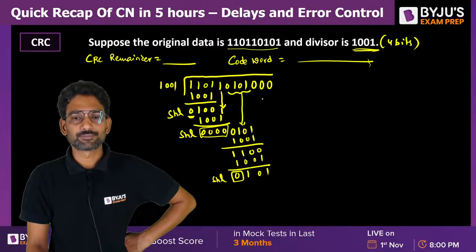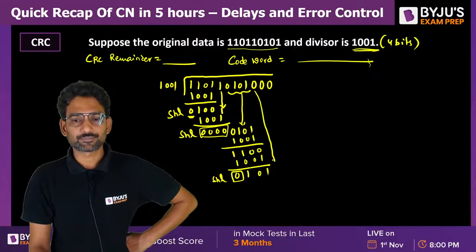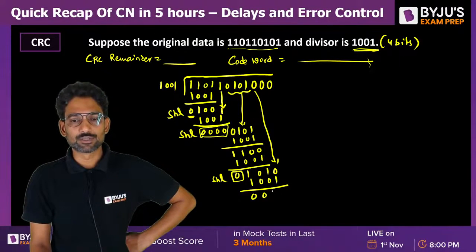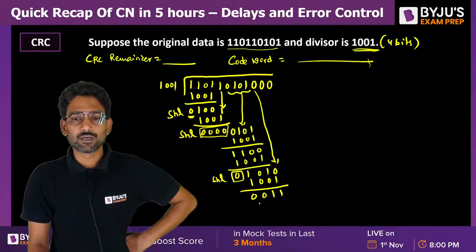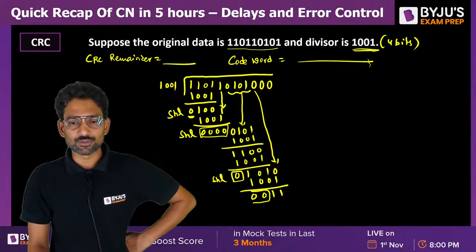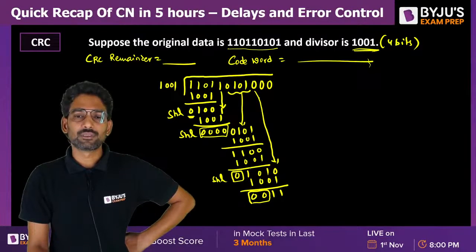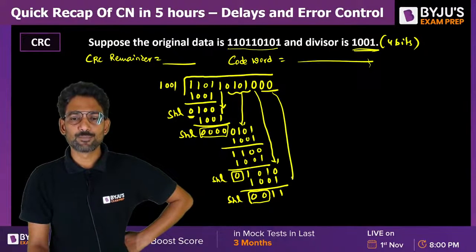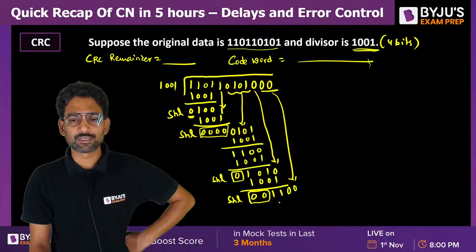Shift left, borrow the bit. Do XOR 1 0 0 1. So this is 0 0 1 1. Now I have 2 MSB zeros. Can I shift at a time? Do I have 2 zeros to borrow? Yes. So do shift all these 2 and borrow 2 bits together. So it is 1 0 0 1 0 1 0 0.